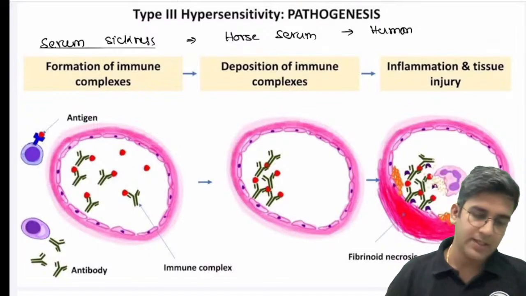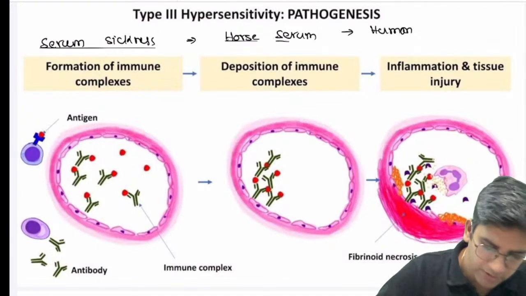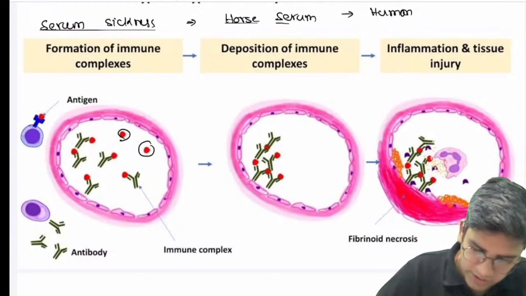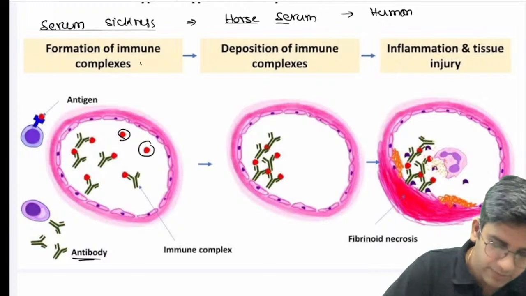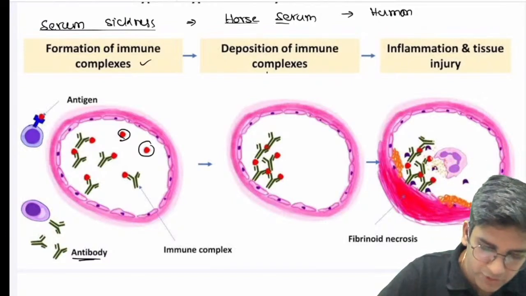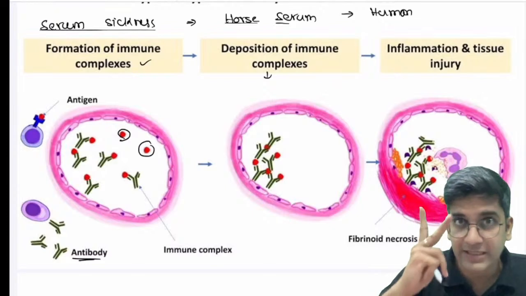Fine. Okay. So once we give a horse serum to a human being, this is the horse serum. The red ones is the horse serum. My body will develop antibody. That's the first step, formation of immune complex. Second thing, this immune complex will get deposited. Deposition happens in two places classically.